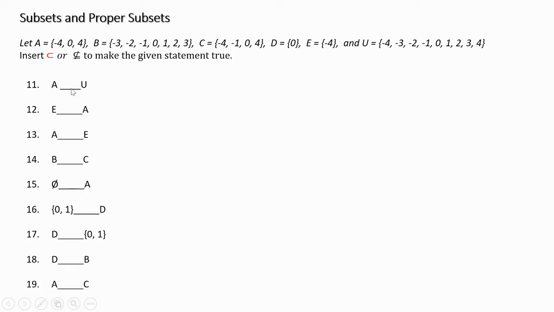So then on number 11, it's either A is a proper subset of U, or A is not a subset of U. Which one can be true here? All right. So would it be this one here? Because every element in A is also in the universal set. Okay.